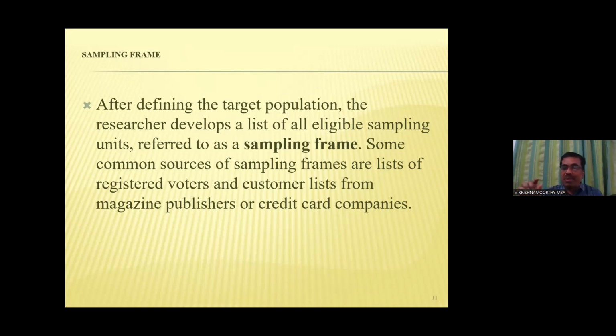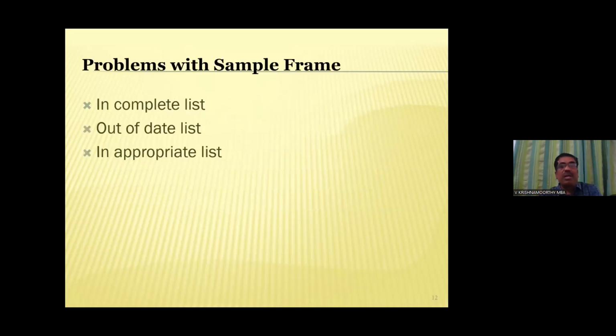Say for example, a telephone directory is the best example for a sampling frame. Let's take a customer database as another example of a sampling framework. Sometimes we can get a sampling frame, but there will be a problem with regard to the sampling frame. Why? Sometimes it may be incomplete.